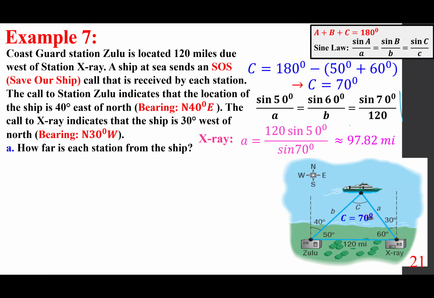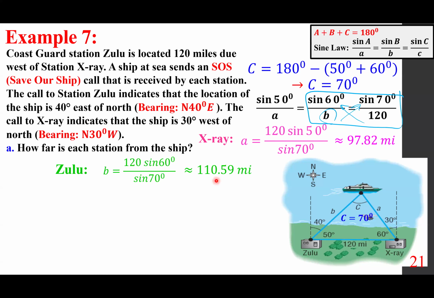Now put these two together to find B, cross product. Which means 120 times sine 60 is the same as B times sine 70. So B is 120 times sine 60 divided by sine 70. And so clearly, you put that into a calculator, and it results in 110.59 miles, close to 111 miles.